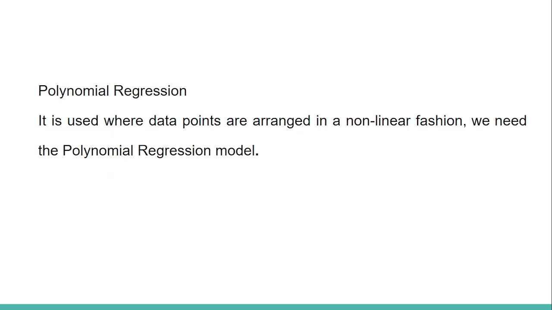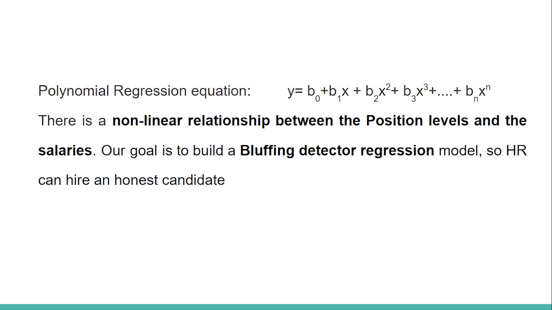So here let us have some idea about what this polynomial regression is. Polynomial regression is used where data points are arranged in a nonlinear fashion, and we need the polynomial regression model for that purpose. As I told you, the polynomial regression equation is y = b0 + b1x + b2x^2 + b3x^3 up to bnx^n. Linear means it can be represented as a straight line, but here the relation is like a curve, so we call it a nonlinear relationship.